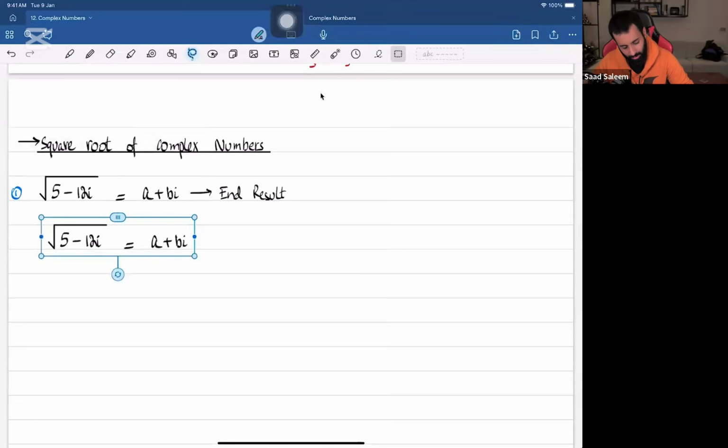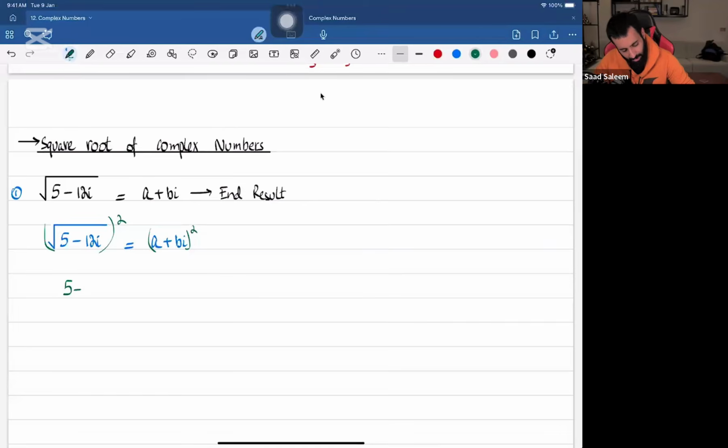So what we have to do to solve something like this is to get rid of the square root, and the only way to do that is by taking the square on both sides. So once we take the square on both sides, this becomes 5 minus 12 iota. That's a no-brainer. The right-hand side becomes a square plus 2ab iota plus b iota square, or simply minus b square. Okay, I've skipped a step.